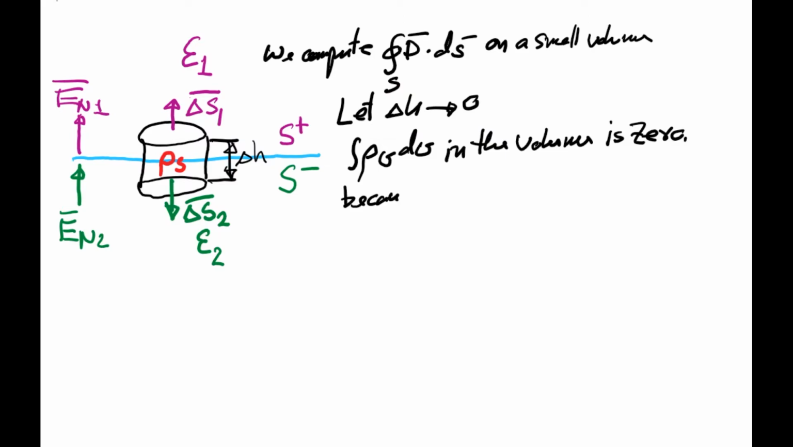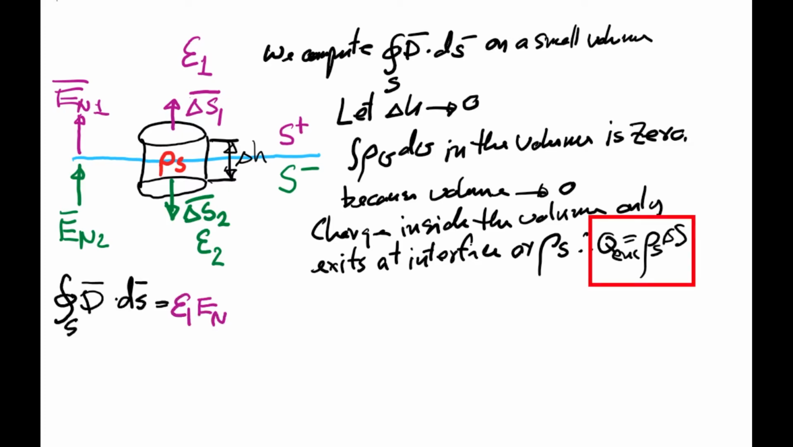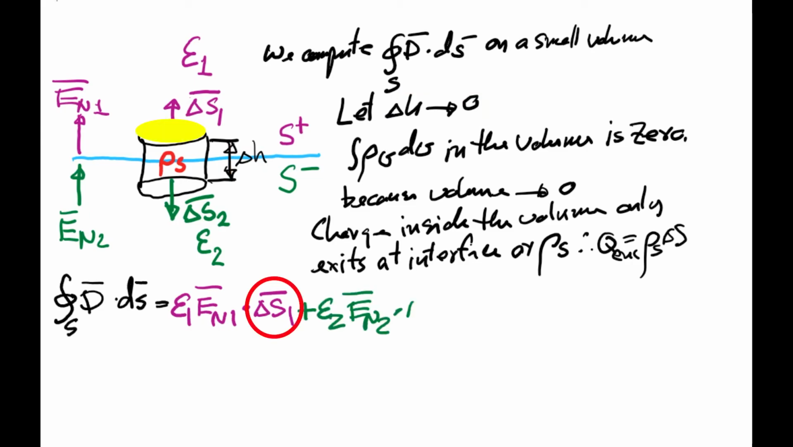By letting delta H approach 0, the volume also approaches 0. Then the volume integral is 0, or no charge in the volume, except if we have a surface charge, which has infinite coulomb per cubic meter. Then the enclosed charge is the surface charge, or the surface charge density rho sub s times delta S. We then compute the electric flux passing through the closed surface. Since delta H approaches 0, the only flux passing through is delta S1 and delta S2.